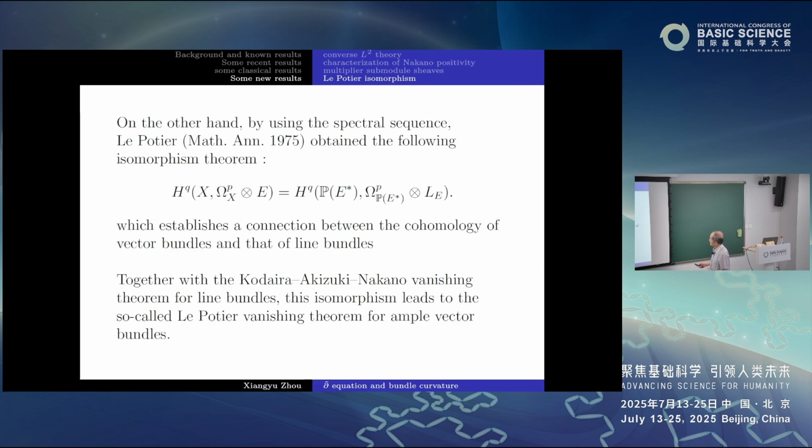On the other hand, Le Potier got the following isomorphism. This is the sheaf of holomorphic p-forms, with a vector bundle, and you get a line bundle. So your E-valued (p,q) cohomology is equal to this line bundle cohomology. Actually, using this theorem, you can get Le Potier's vanishing theorem for ample vector bundles. For the line bundle case, this is the so-called Kodaira-Akizuki-Nakano vanishing theorem.